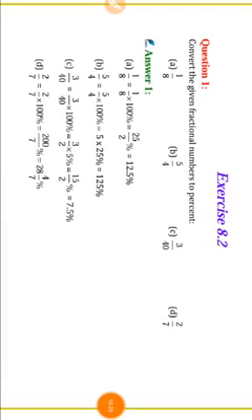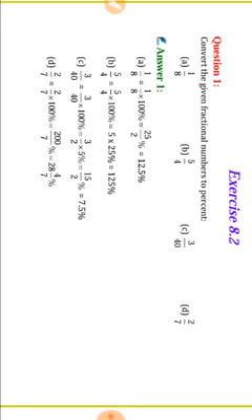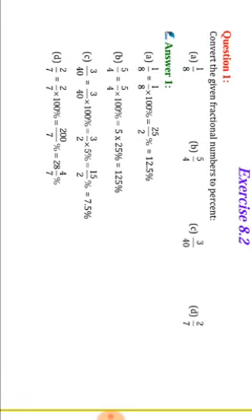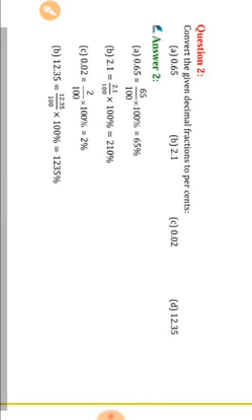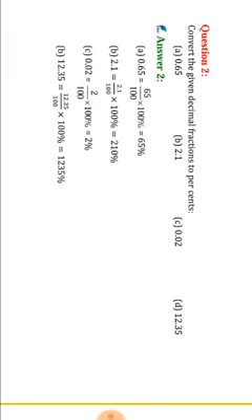I'll go directly to 8.2, because the 8.1 exercise is cancelled by the government. Convert the given fractional numbers to percentage. I have shown 1 by 8 and 2 by 5. For percent, you just multiply by 100 and we will get it. Then convert the given decimal fractions to percentage, that also I have shown: 0.65 and 12.35 and all.